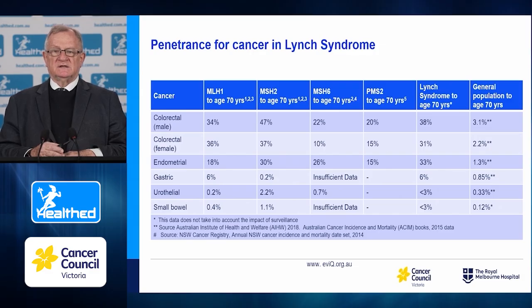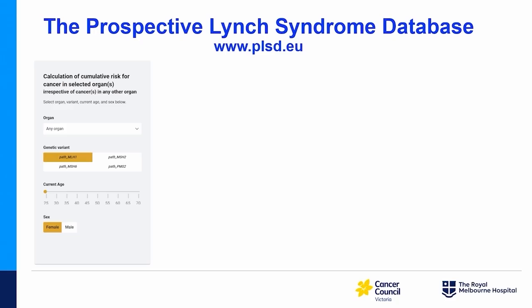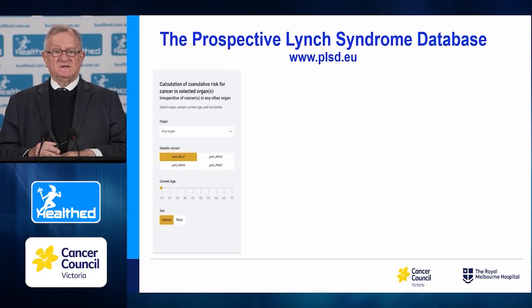Much less penetrant and less risky is the PMS2 gene. I think this is a great tool that everybody has access to through the web, which you can get through www.plsd.eu, which stands for Prospective Lynch Syndrome Database.eu. And you can sit there in your general practice, call this up on your computer. This is the screen that will come up when you click on that website. And you can see it's an interactive website.